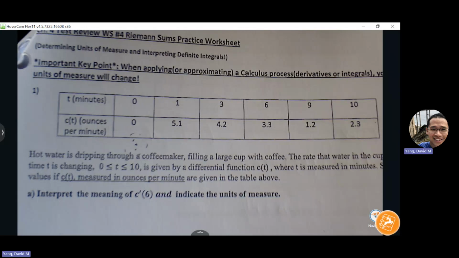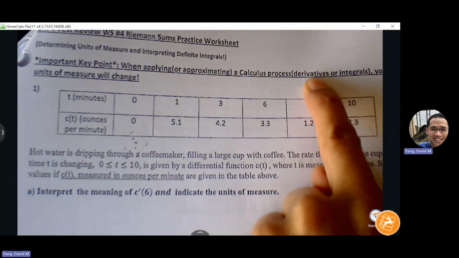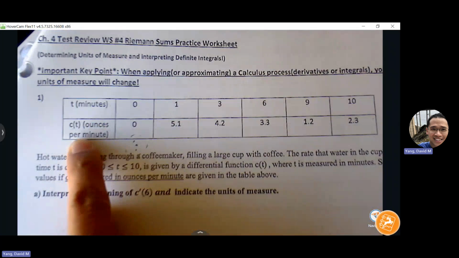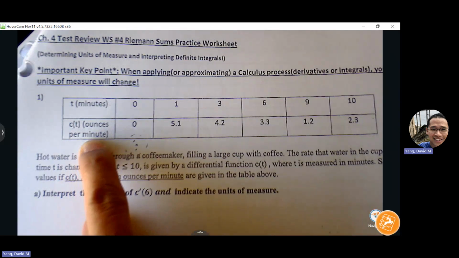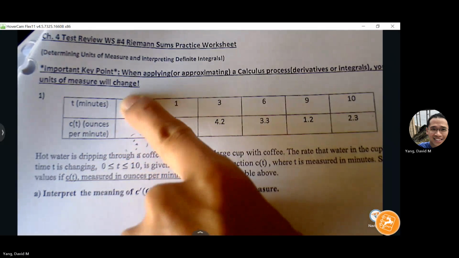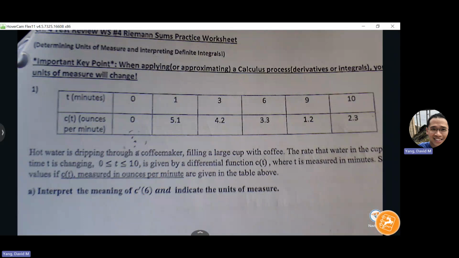Important key point. When you're applying or approximating a calculus process, derivative or integral, your units of measure will change. Let's think about derivative for a second. We associate derivative with slope, and when you do slope, what operation do you do? Division, right? You divide. And that also applies to your units of measure. So if I start off with ounces per minute, and I want to find the derivative, my new unit is going to be ounces per minute squared. But the idea is that we're dividing units.